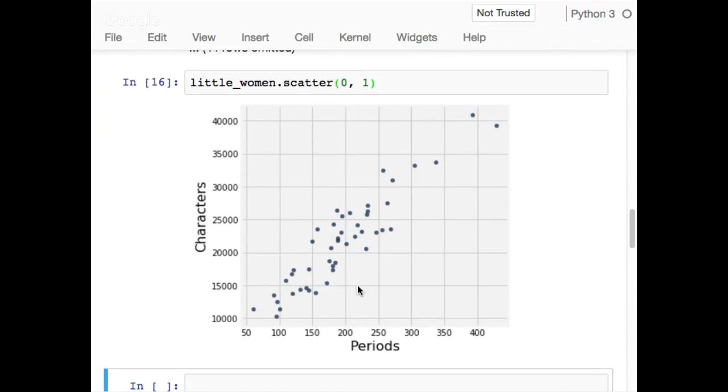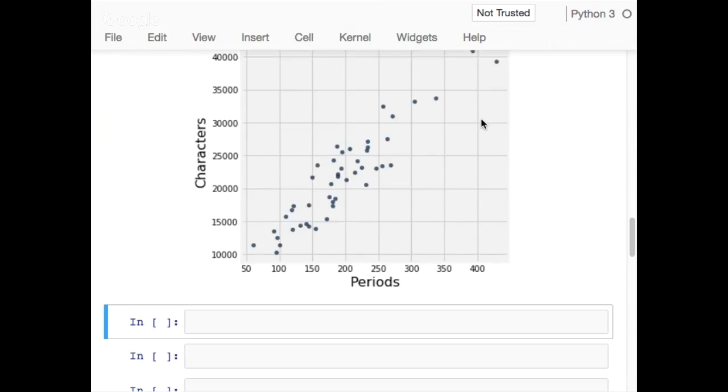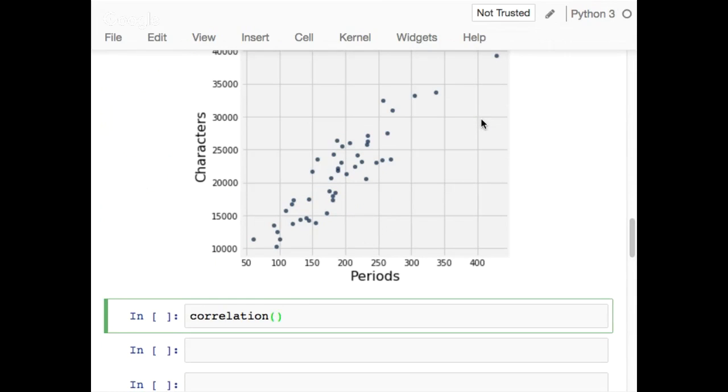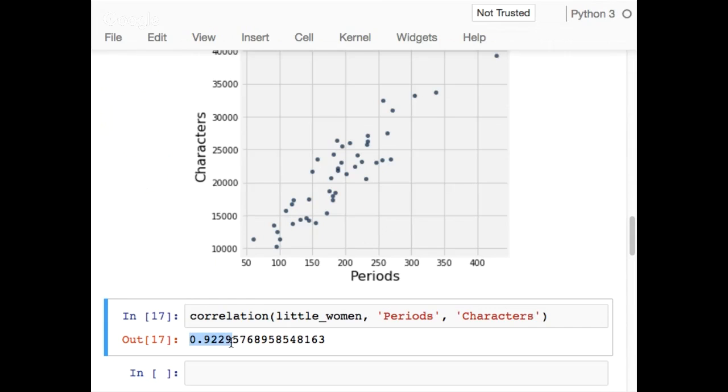We see this. So for a chapter that had about 250 periods, it looks like we can expect about, I don't know, 27,000 characters. When we get to about 400 periods, we look at 40,000 characters. Okay. So what we can do now is take a look at the correlation. So I have that function. So here's the correlation: Little Women, periods, and characters. The correlation is pretty high, right? So 0.92 seems to suggest a pretty strong linear relationship.